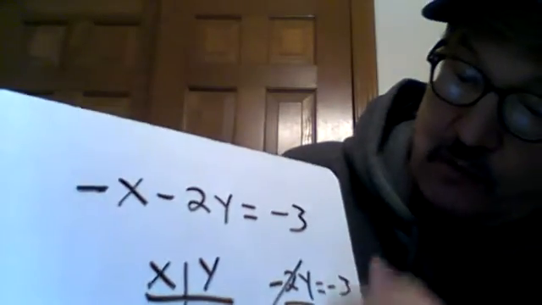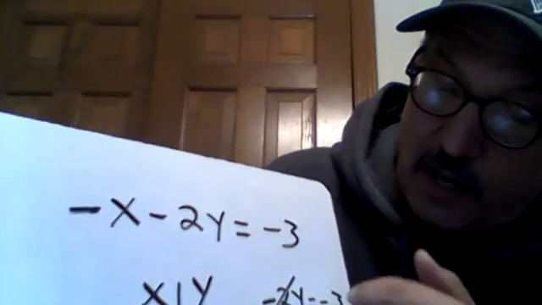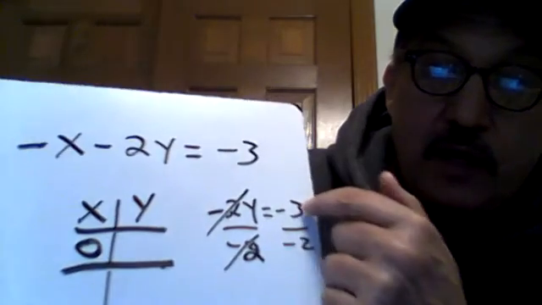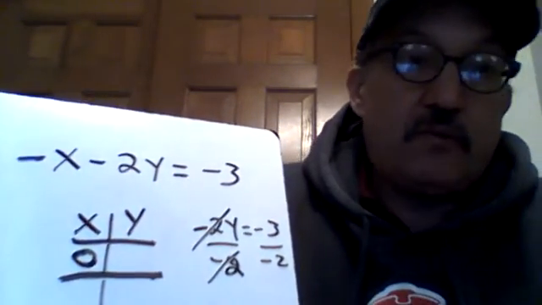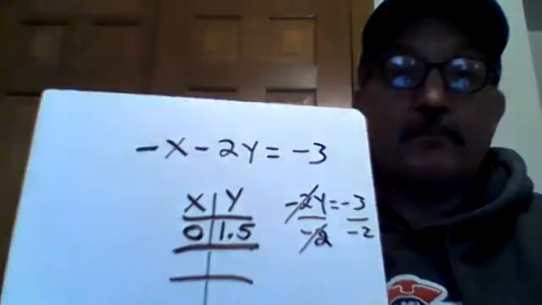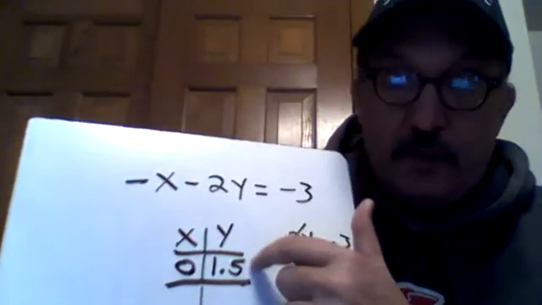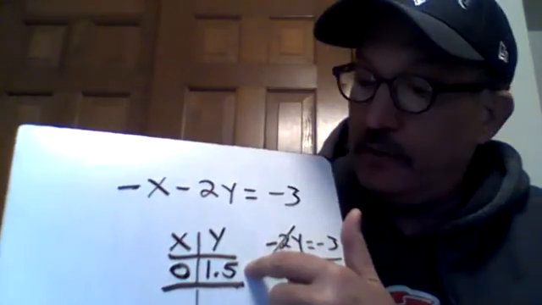And of course, if we divide each side by -2 in order to isolate the y, which I've shown here, -2y equals -3, divide each side by -2, y equals -3 over -2. We know, of course, that's positive. It's 3/2. Let's write it as 1.5 this time. Desmos uses decimals. And this is the y-intercept because it's on the y-axis.